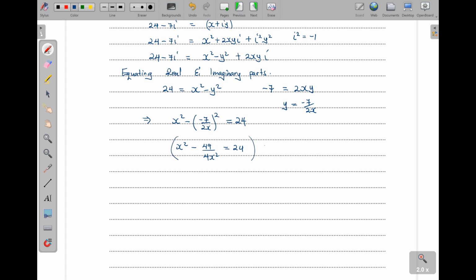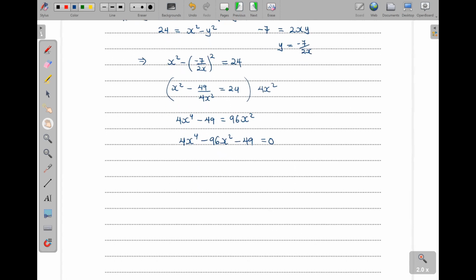Now I can multiply everywhere by 4x squared to eliminate the denominator here. So here we shall get 4x to the power 4, and then when you multiply this by this, of course it disappears, so we shall get negative 49. And then 24 times 4 gives us 96, so we shall have 96x squared. So when we bring this one to this side, we shall get a quadratic equation, 4x to the power 4, minus 96x squared, then minus 49, which is equal to 0.